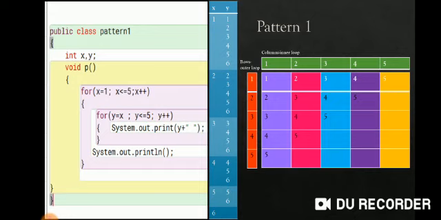Now, let us dry run this program and see. For each value of x, when x is 1, the loop is going to run 5 times. After the 5th time, the inner loop will finish first, the value of y is 5, and then the outer loop will increment.